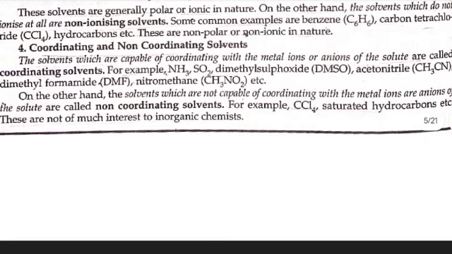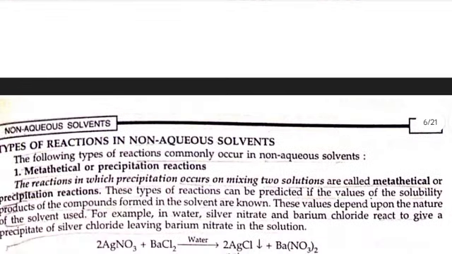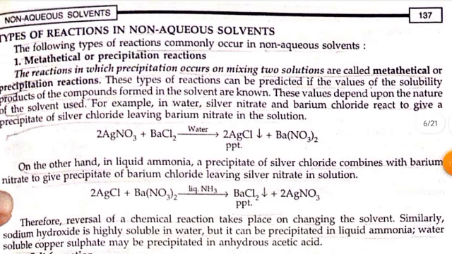Coordinating and non-coordinating solvents. The solvents which are capable of coordinating with the metal ions or anions of the solute are called coordinating solvents. For example, ammonia, sulfur dioxide, dimethyl sulfoxide, acetonitrile, dimethylformamide, nitromethane, etc. On the other hand, the solvents which are not capable of coordinating with the metal ions or anions of the solute are called non-coordinating solvents. For example, carbon tetrachloride, saturated hydrocarbons, etc. These are not of much interest to inorganic chemists. Types of reactions in non-aqueous solvents.